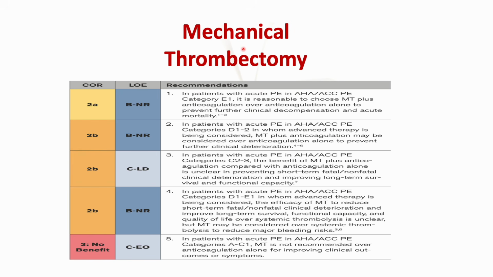Which are the categories where it may benefit? Category E1. It's reasonable to choose mechanical thrombectomy plus anticoagulation over anticoagulation alone to prevent further clinical decompensation in this category. And again, in categories D1 to D2, where you are thinking of this advanced therapy, when you're using it, you may consider it over anticoagulation alone.